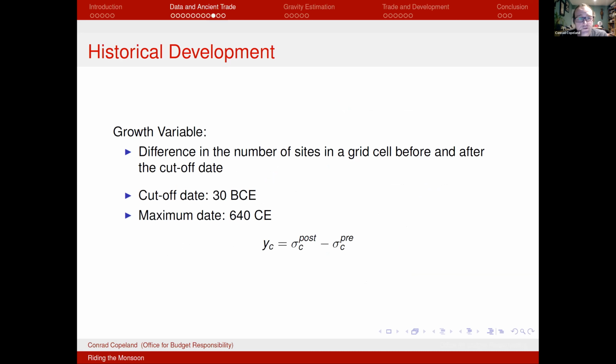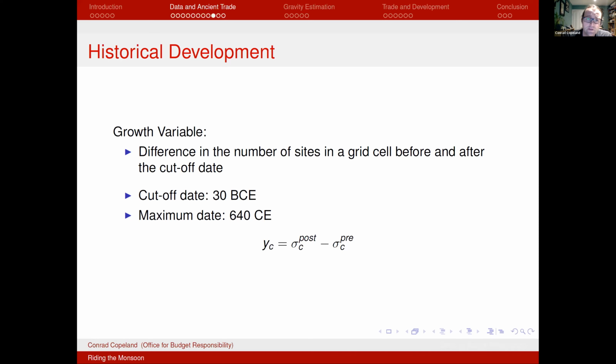And so the reason these dates were chosen was essentially, the 30 BCE is the entrance of Roman market power onto the scene of the Indian Ocean. With the conquest of Egypt, it opens up the maritime route to India directly. And then 640 with the Arab conquest closes it, essentially.